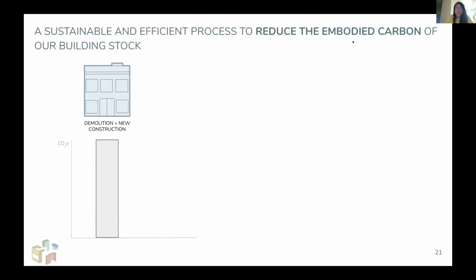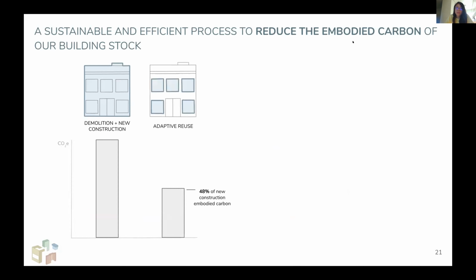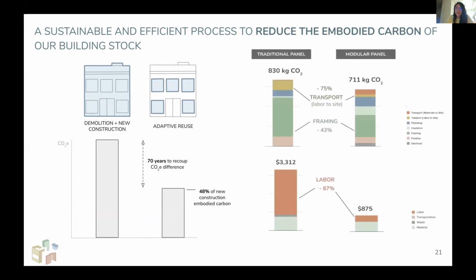Now, this approach is also sustainable. Adaptive reuse outperforms demolition and new construction, which takes up to 70 years to recoup the CO2 equivalent difference. Additionally, prefabrication methods have been found to be less carbon intensive and more cost effective than traditional methods due to less labor and more efficient manufacturing processes.